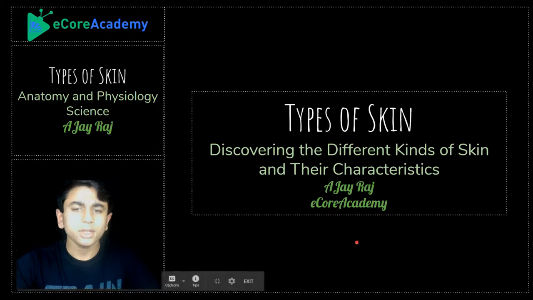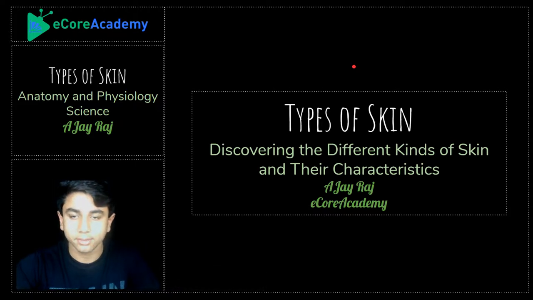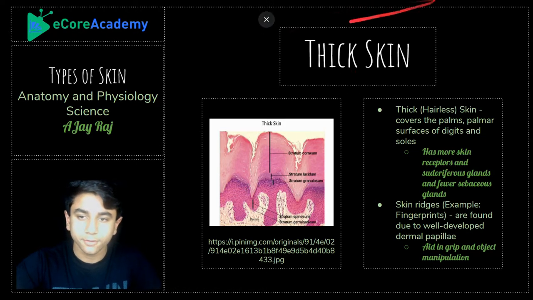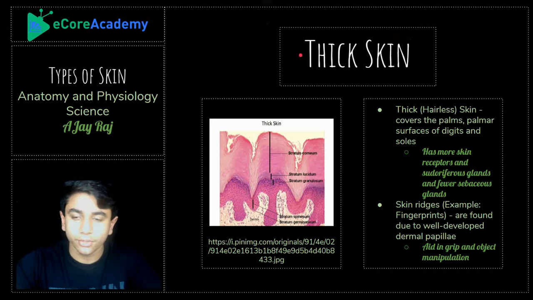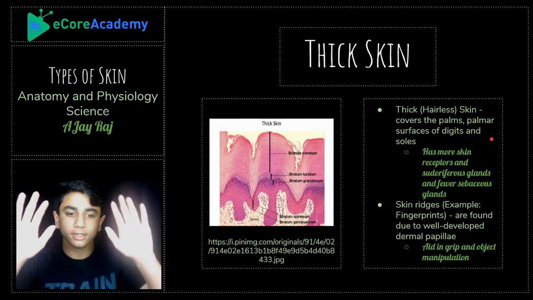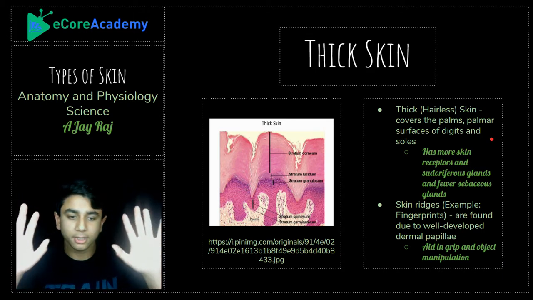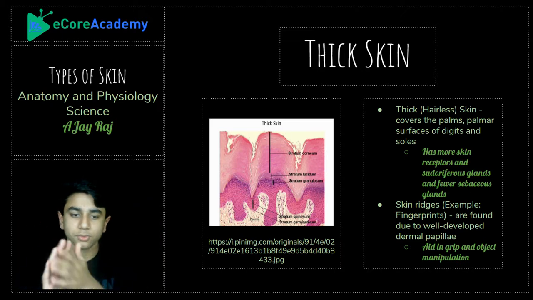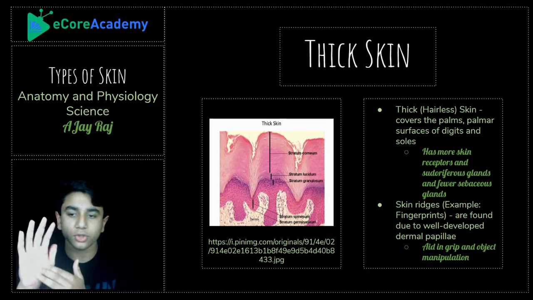So let's get into the very first type of skin. And there are two types of skin, and this pertains specifically to the epidermis. So let's get into it. So the first type of skin listed here is called thick skin. And thick skin is also known as thick and hairless skin, and it covers the palms, palmar surfaces of digits, and soles. So what that means is basically it covers the palms of the hands, generally speaking, and this is where your thick skin is located, and it's also hairless.